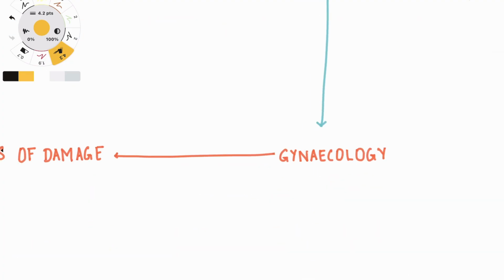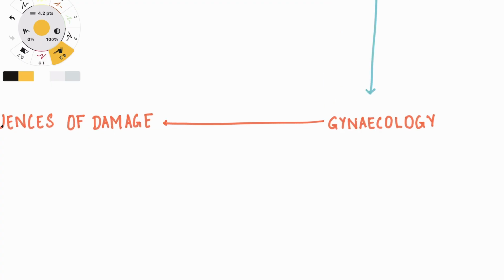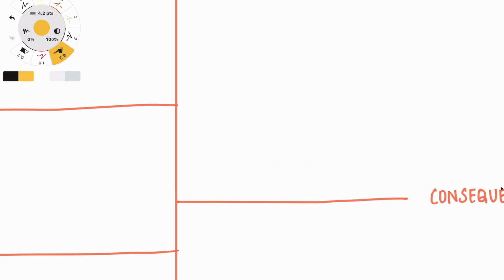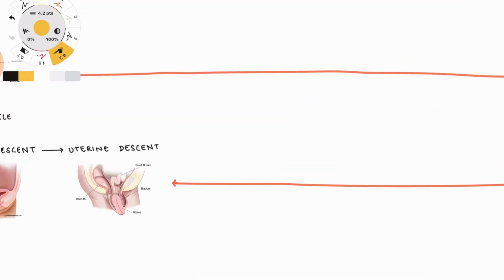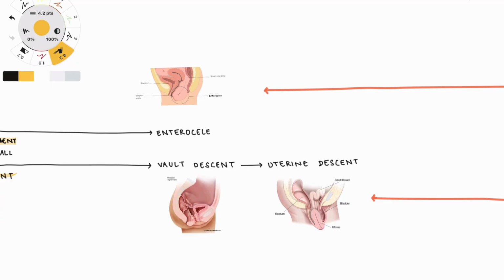The next subject which we are going to study is gynecology. The concept which we are going to learn in gynecology is consequences of damage. If the level 1 supports are damaged, the consequences which we can expect are the enterocele, vault descent, and uterine descent.